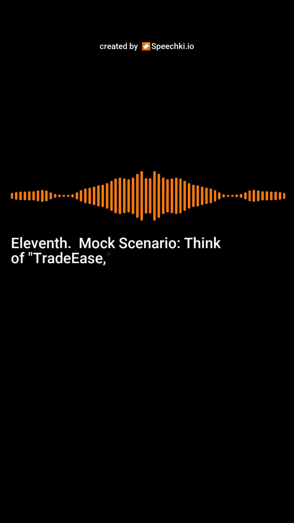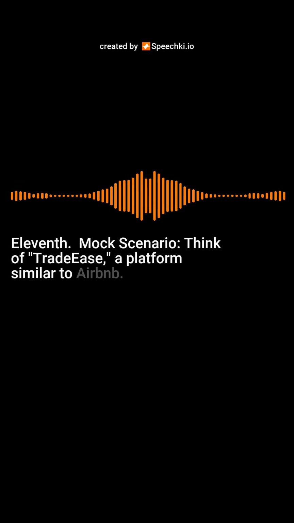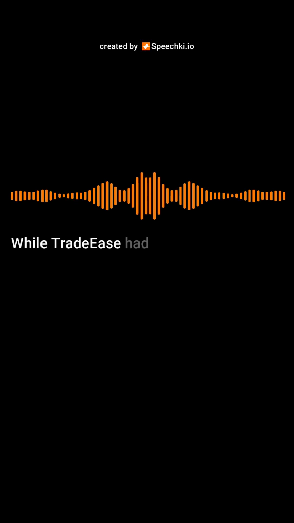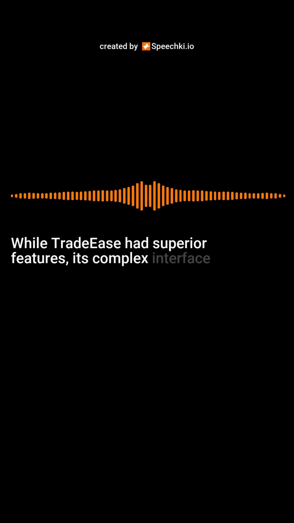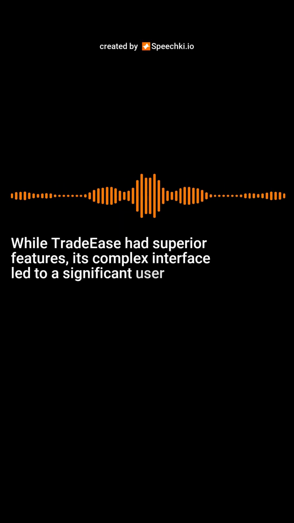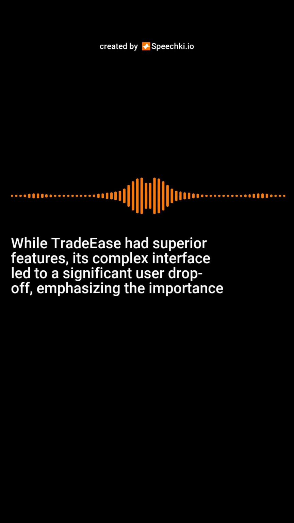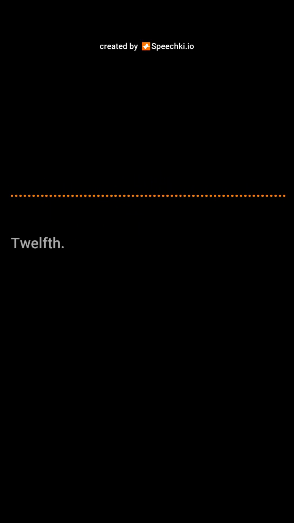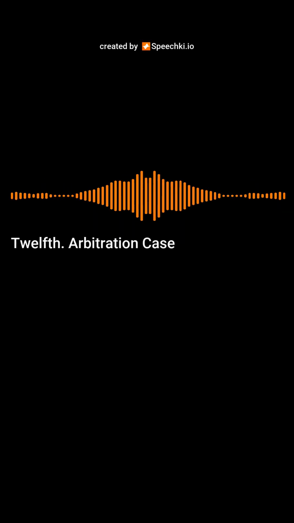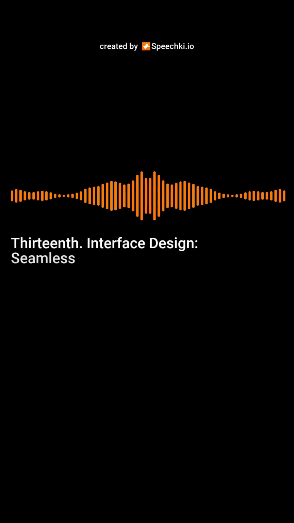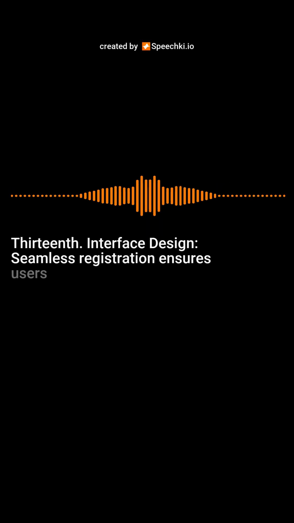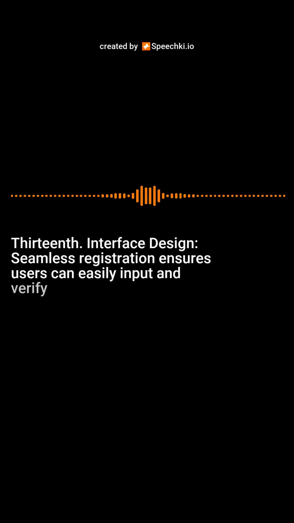11th, mock scenario. Think of TradeEase, a platform similar to Airbnb. While TradeEase had superior features, its complex interface led to a significant user drop-off, emphasizing the importance of intuitive design. 12th, arbitration case registration. 13th, interface design. Seamless registration ensures users can easily input and verify their case details.